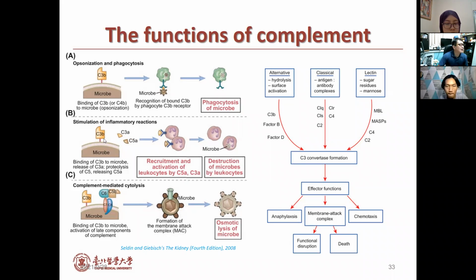And the second one again, they recognize the complement label on the microbe. They will be recognized by neutrophils or macrophages here, which then release their toxic substances and degrade those antigens. And number three, I mentioned already, I make a hole here and the cell eventually will die. Those are the functions of complements.